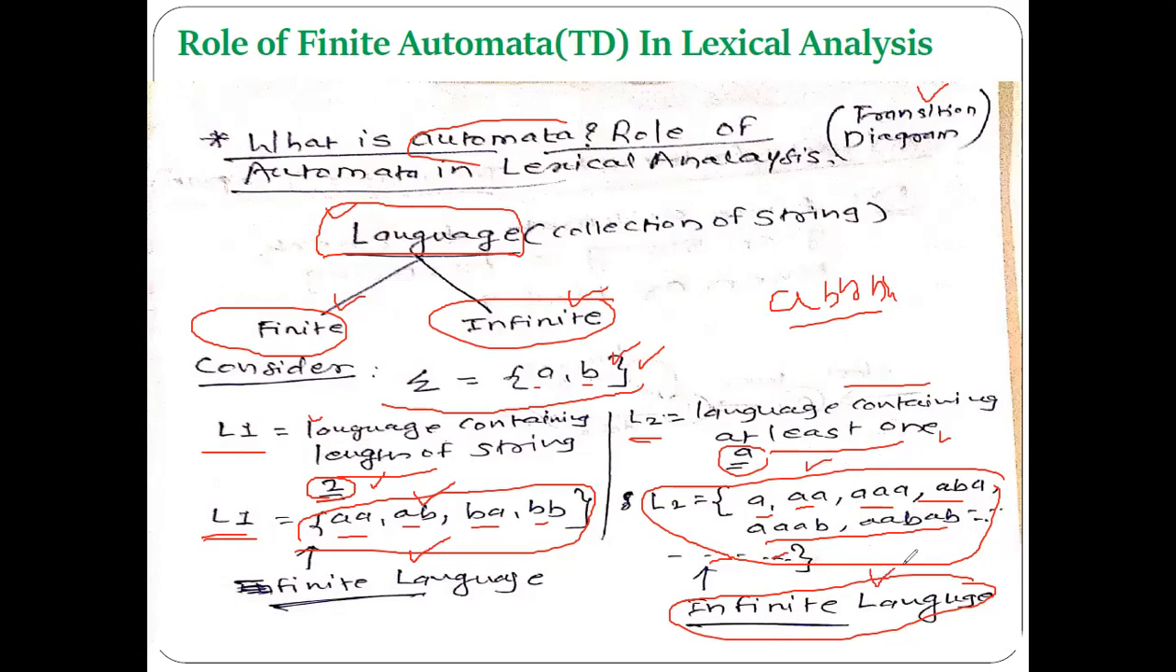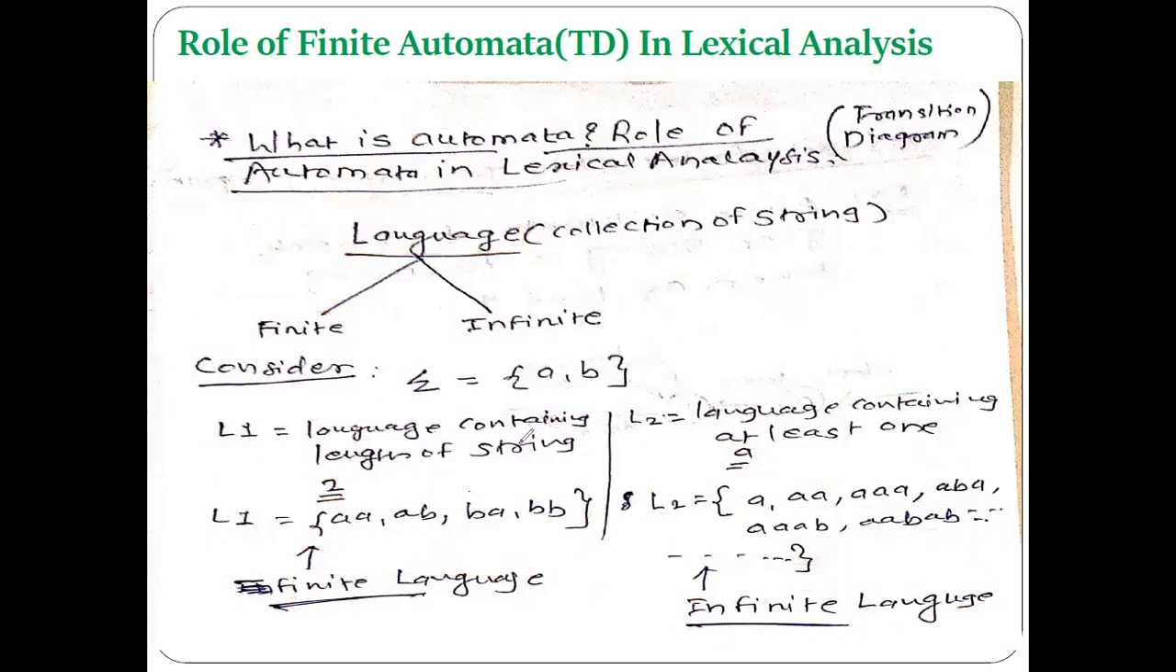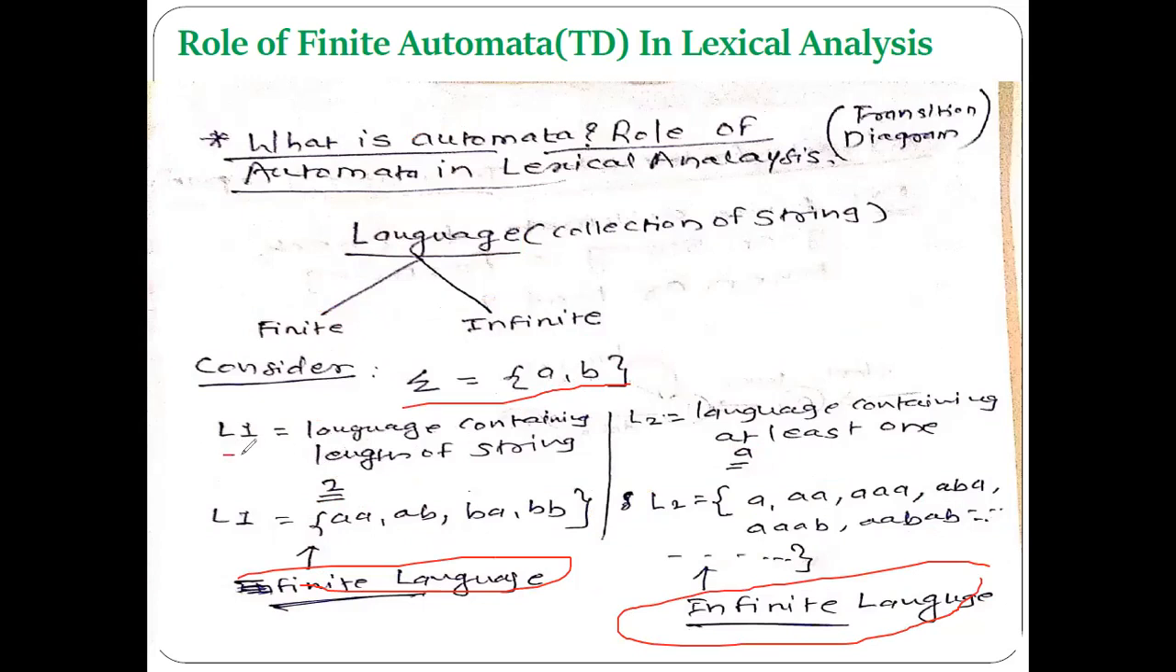That is the reason here I am calling this language an infinite language and this language a finite language. Okay, so here you must be clear about the meaning of finite language and the meaning of infinite language. Here we have taken the example of a set of alphabet A and B, and from that we are trying to form the languages L1 and L2.